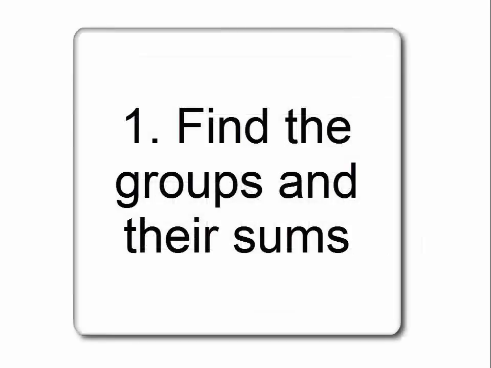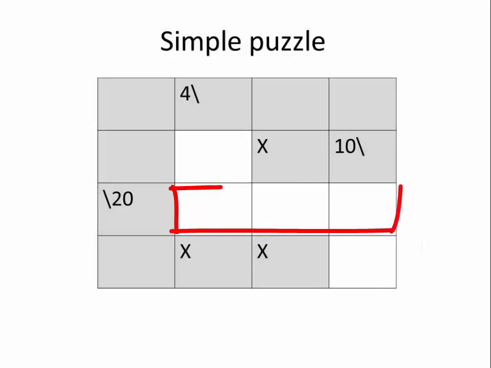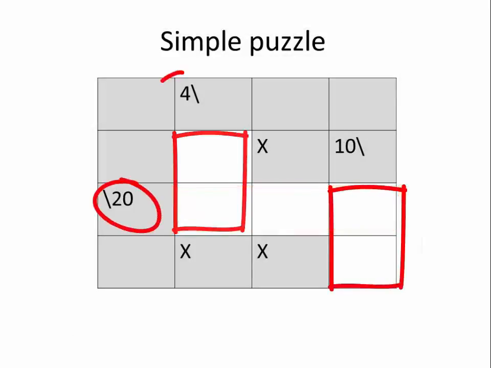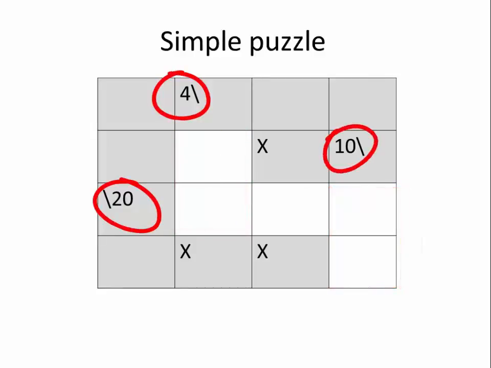First of all, we must find the groups and their sums. The puzzle is divided into groups of cells, each with a sum to attain. We must find those groups and their sums from the argument. The argument of this program here will be a matrix of numbers. We will get into that a little bit later.